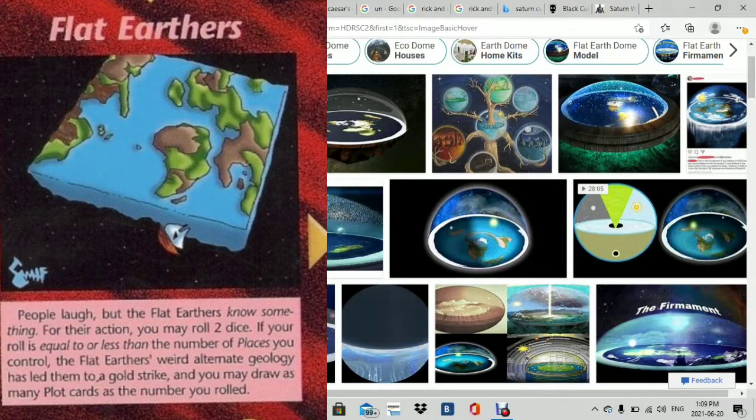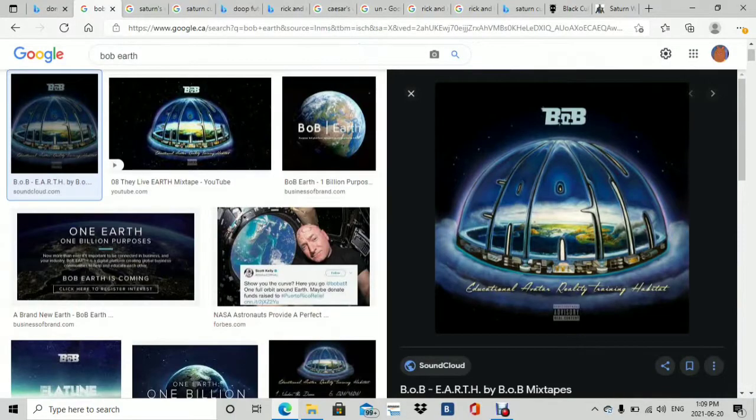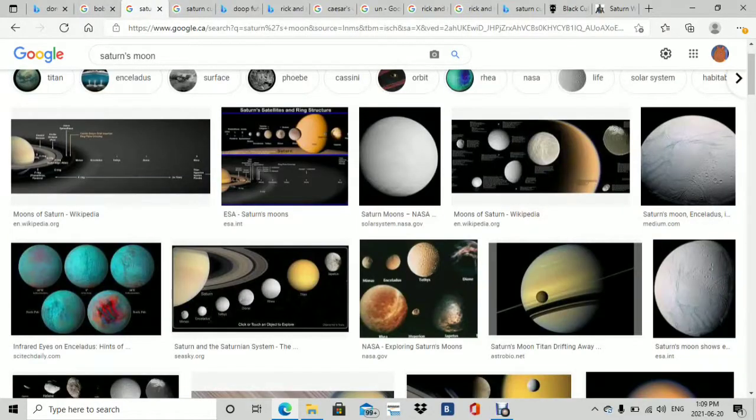This model reminds me of this rapper Bob. His one cover art had a firmament and an acronym for the Earth. He called it Educational Avatar Reality Training Habitat. That could be a possible example of predictive programming.